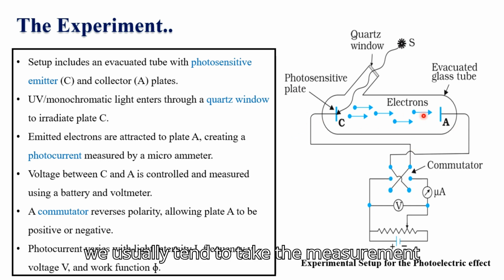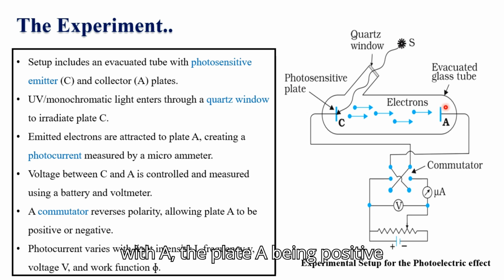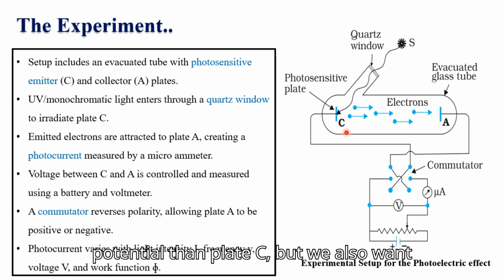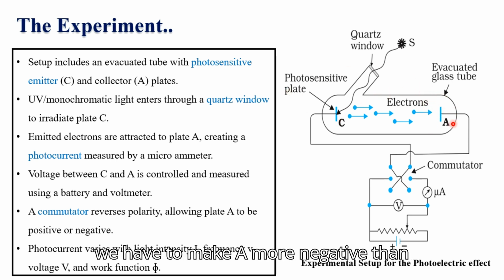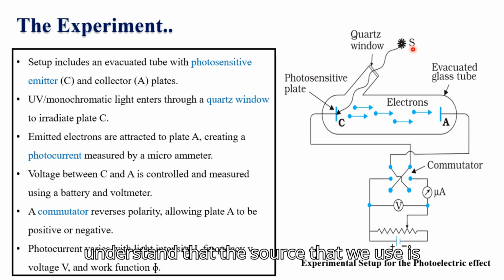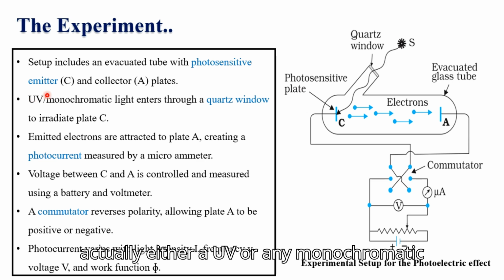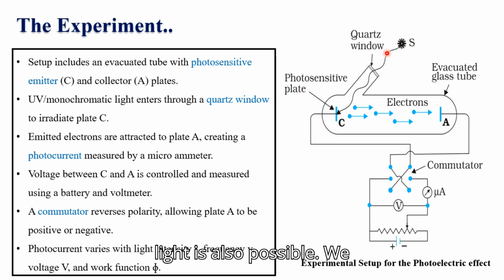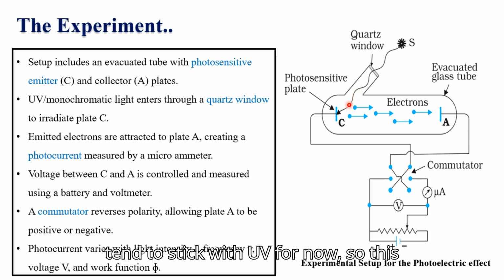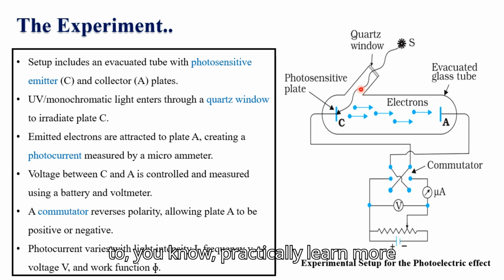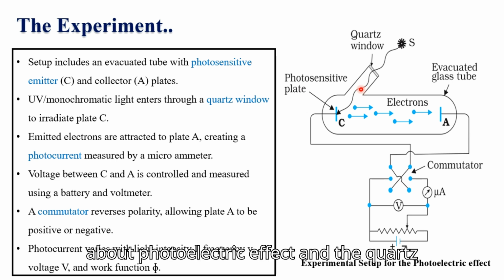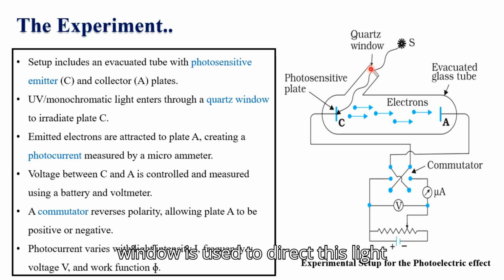That is, we usually tend to take the measurement with plate A being at a more positive potential than plate C, but we also want to switch to the negative side. That is, we have to make A more negative than plate C. We also need to understand that the source we use is either a UV or any monochromatic light; we tend to stick with UV for now. So this source has to be monochromatic. Only one wavelength is preferred if you want to practically learn more about the photoelectric effect. And the quartz window is used to direct this light onto the metal plate.